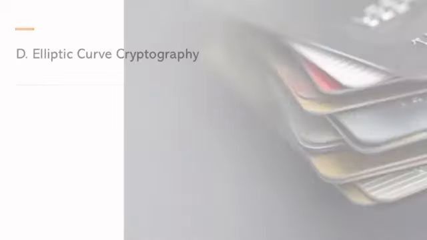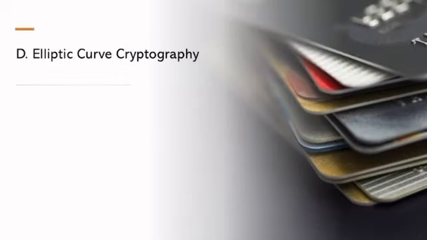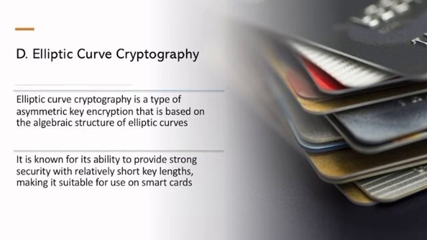And the last thing, elliptic curve cryptography. Elliptic curve cryptography is a type of asymmetric key encryption that is based on the algebraic structure of elliptic curves. It is known for its ability to provide strong security with relatively short keys, making it suitable for use on smart cards.